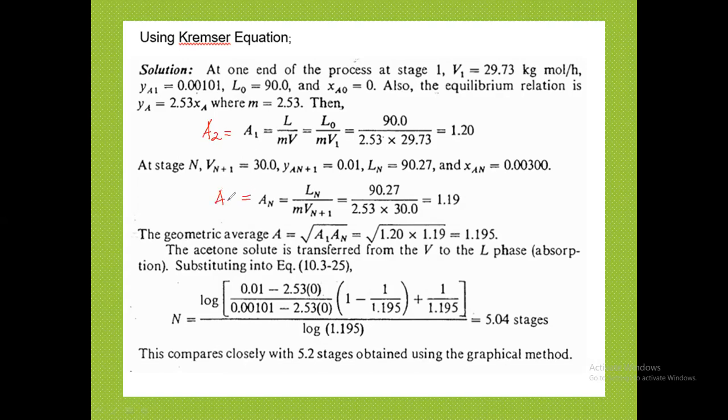This is A1. Now you determine this, which would be L1 over MV1, and this is L2 over MV2. I'm using here the alternative formula if the tower is numbered 1 here and 2 here. You have here the gas and you have here the liquid.